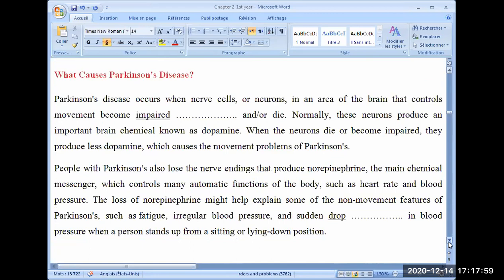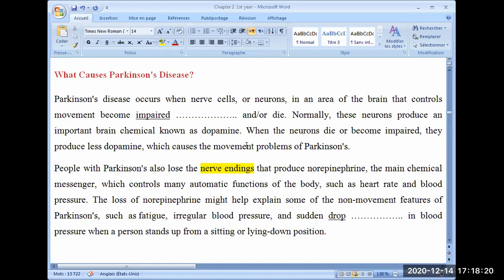People with Parkinson's also lose the nerve endings. Here you have another word with nerve: nerve endings. Another word with nerve: you have nerve impulse, nerve cell, nerve tract that produce norepinephrine, the main chemical messenger which controls many automatic functions of the body, such as heart rate and blood pressure.